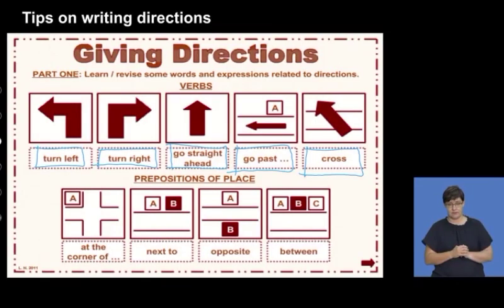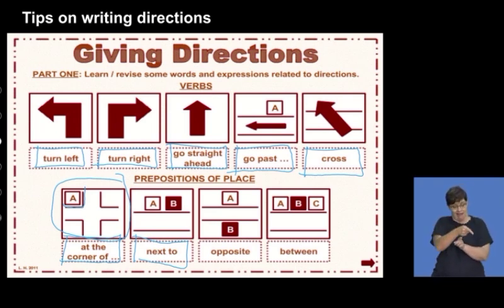Let's look at prepositions. The prepositions that we would use are at the corner of, or next to. Remember, these little diagrams here give you some idea as to what we're talking about. So A is at the corner of there, and then next to: A is next to B. Can you see that? And then opposite: if this is the street, A is opposite B. And then between: B is in between A and C.